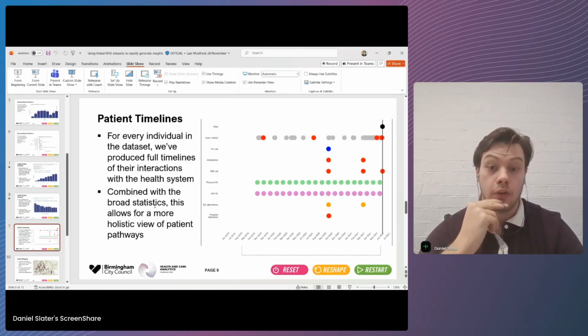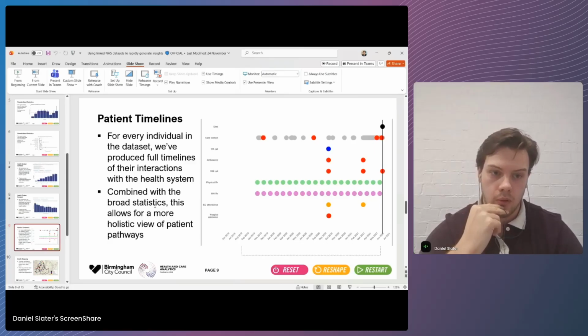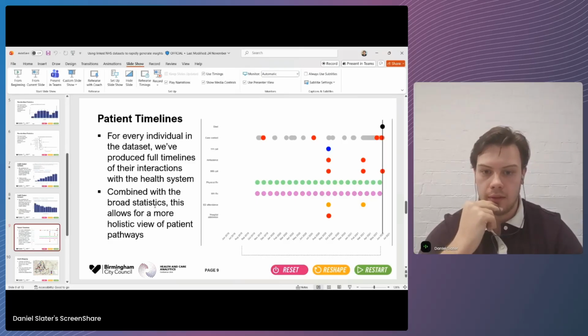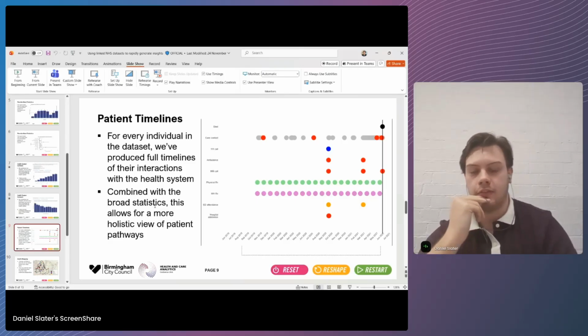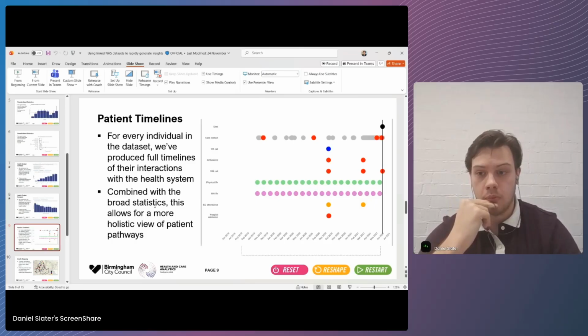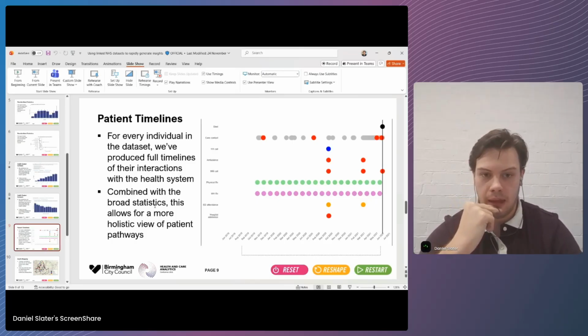And the good thing about this being in a quarto report, I can't show you in the PowerPoint, is that it's also interactive. So you can hover over each of these points and get a bit more information about these events. For example, for an ambulance call, you can see the subject of the call, or for emergency department attendances, you can see why they attended. This works in collaboration with the broad statistics, giving us the more holistic view we're aiming to achieve. And we can generate these for all the deaths in the data set using their pseudonymised NHS numbers.